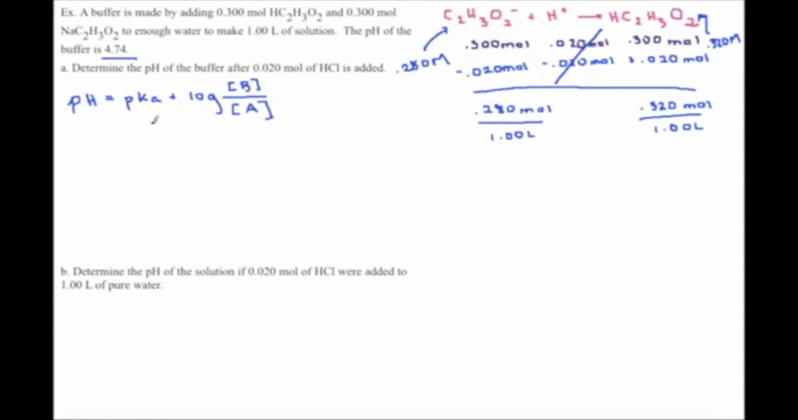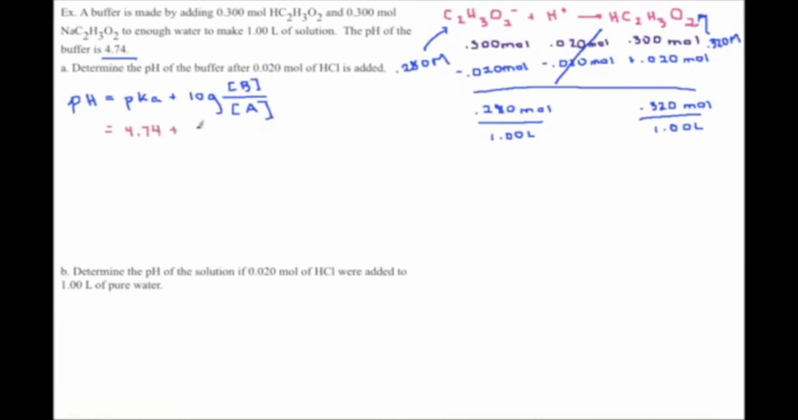Since buffers are the most effective when the concentration of their conjugate acid and base are the same, before this entire reaction occurred, I should assume that the log of this entire thing is going to be the log of 1, assuming that it's the most effective buffer. Therefore, this value is 0 because the log of 1 is 0. Therefore, my pH equals my pKa. And so for here, my pKa will simply be the pH of the buffered solution. So the pKa is going to be 4.74.